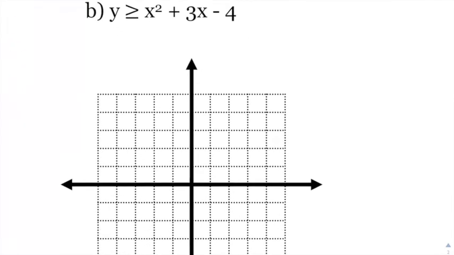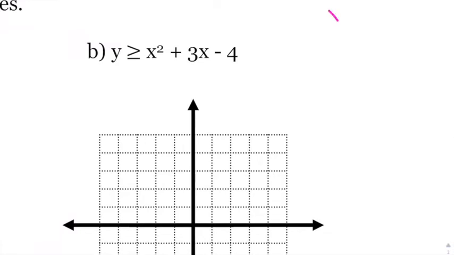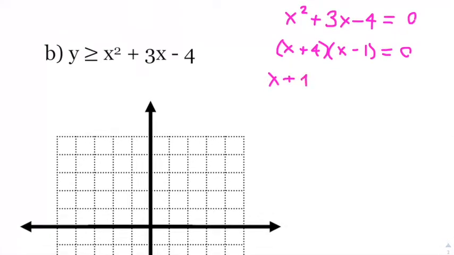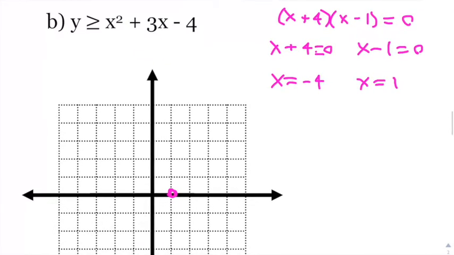Let's see what's going on with this one. I think the graph is going to be super pretty here. I'm going to find the x-intercepts, like that trick I just used before. And we already factored something real similar to this. This will be x plus 4 and x minus 1 equals 0. So x plus 4 equals 0 and x minus 1 equals 0. That means x equals negative 4 and x equals positive 1. Those are the really nice points when you're graphing these.